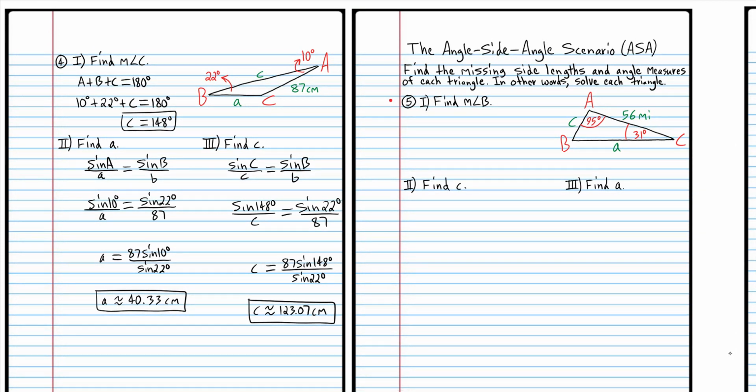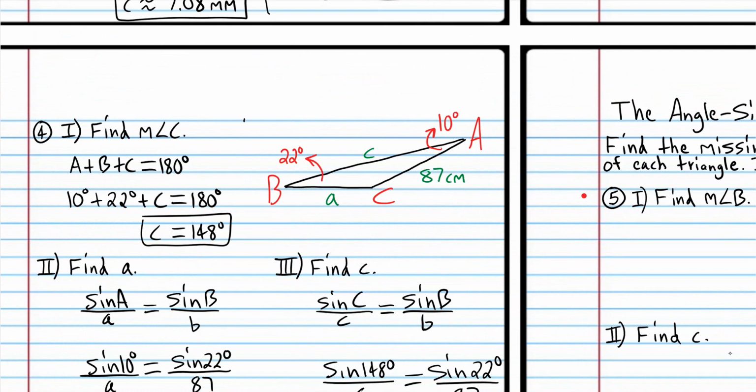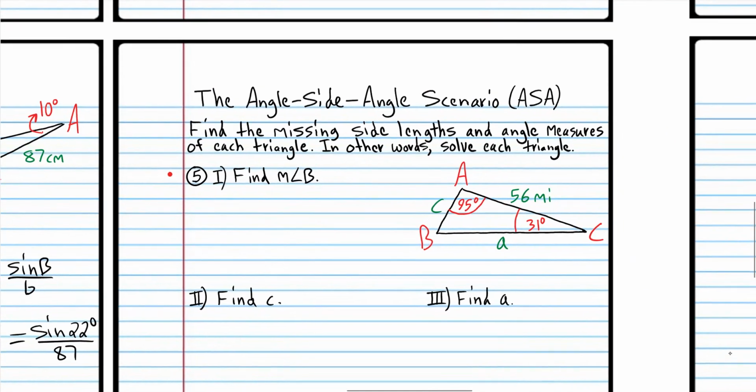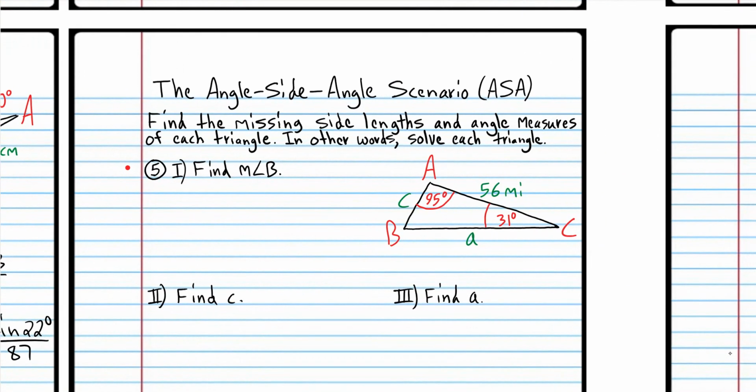So all of the problems that we did were the AAS scenario. What that means is we were given the measures of two angles in the triangles, and we were given the length of a side that is not between those two angles. In that scenario, we use the law of sines. In fact, we use the law of sines in even more of the scenarios. We just don't use the law of sines in the first step in all the scenarios.